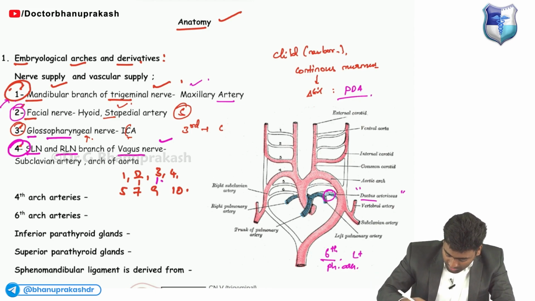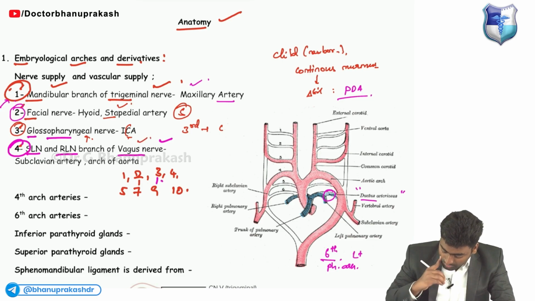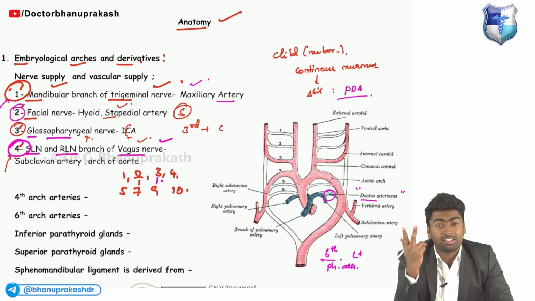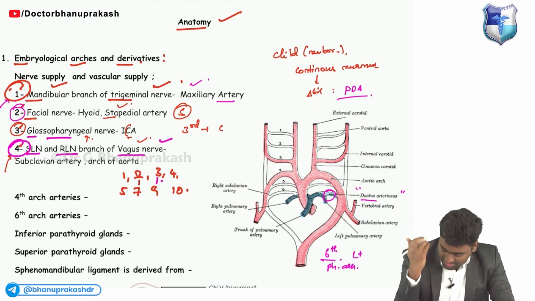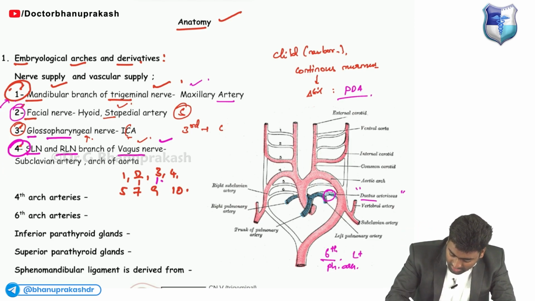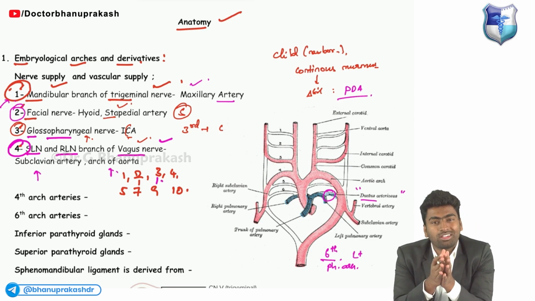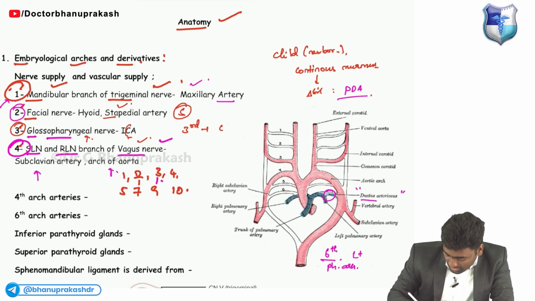And next, the final one. These two nerves, SLN and RLN, are branches of the vagus nerve. And remember, this fourth arch will have supply from two arteries: the subclavian artery and the arch of aorta. Here the point of confusion arises. They will ask you which of the following arteries is a derivative of the right fourth pharyngeal arch artery. If they ask you, you need to answer the right one. It is the subclavian artery.